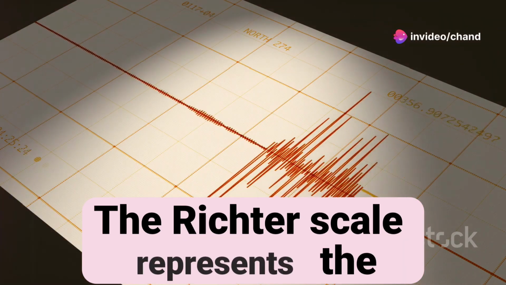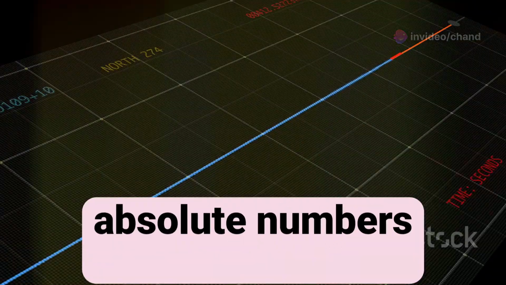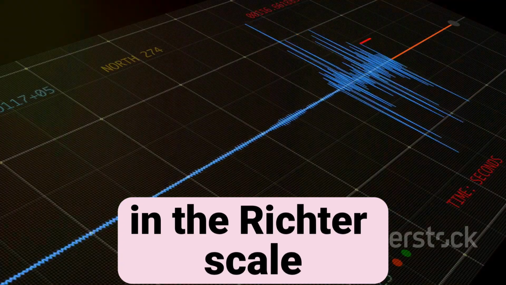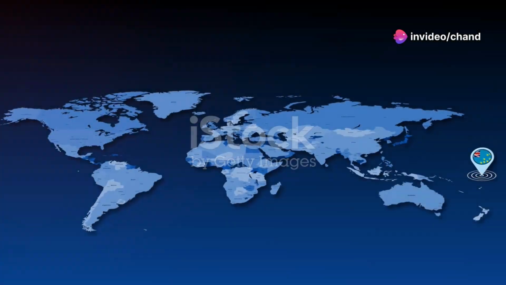The Richter scale represents the magnitude of the earthquake. The magnitude is expressed in absolute numbers from 1 to 10. Each whole number increase in the Richter scale represents a 10-fold increase in the power of an earthquake.